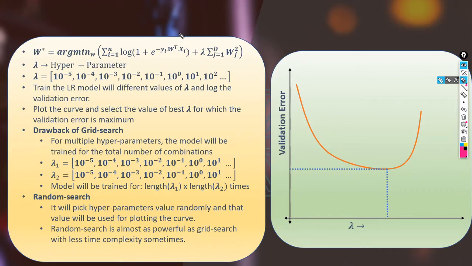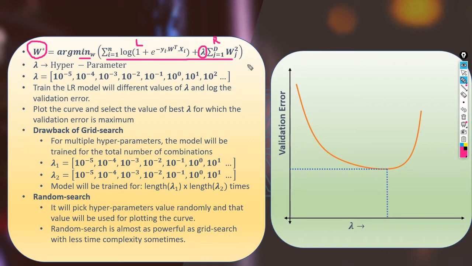Let's just revise what the optimization function was. That is our W star, the optimal weight vector. We have to minimize this whole term. The first term contains the loss function and the second term contains the regularization function. Here I have shown you the L2 regularization. Anyway, you can use elastic net, L2, or L1, whatever it is. And here this is lambda, which is the main focus of this tutorial, that is hyperparameter tuning.